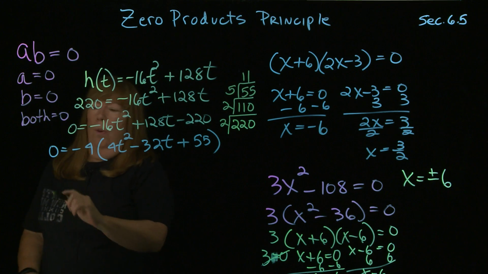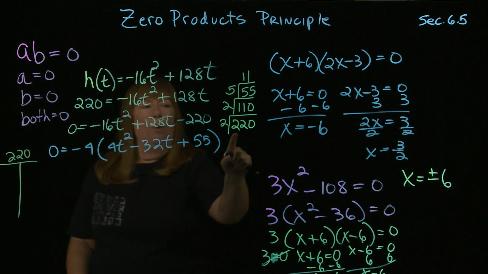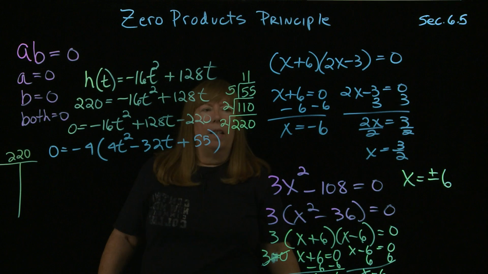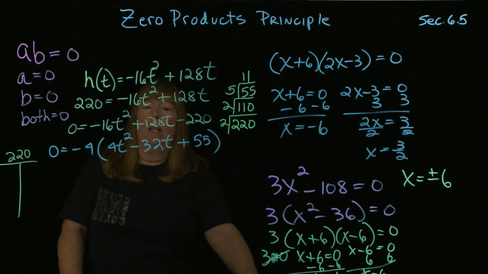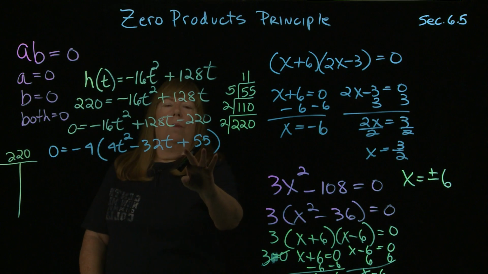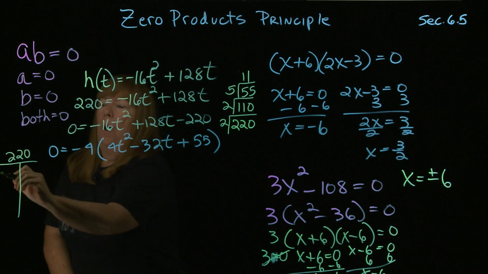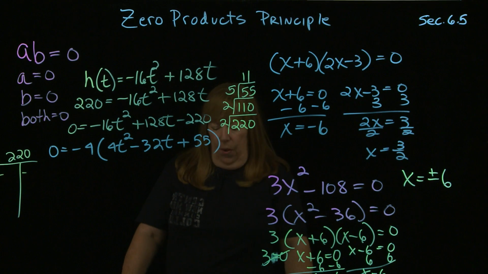Okay, so we're looking at 220. I need two numbers that multiply to 220 but add to negative 32. Well, one thing's for sure. If you multiply two numbers and the answer is positive, and you add those same two numbers and the answer is negative, both numbers must be negative. And I'm trying to get to 32 here.